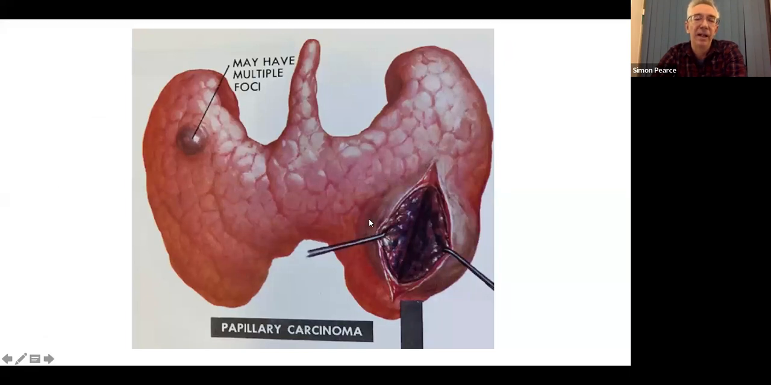This is just an example of what a thyroid would look like with a papillary carcinoma. It's got this nodule in it, looking like that. And sometimes people with papillary cancer and follicular cancer have other nodules in the other lobe. So even though there's one that looks obvious, there may be others. That's why we tend to scan before we go for surgery.